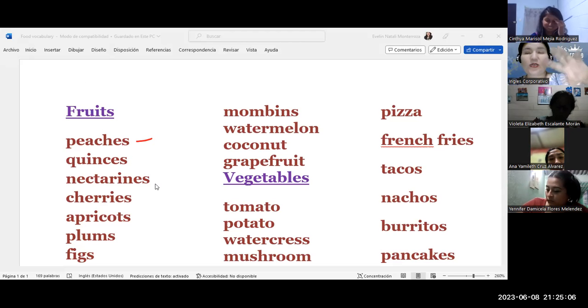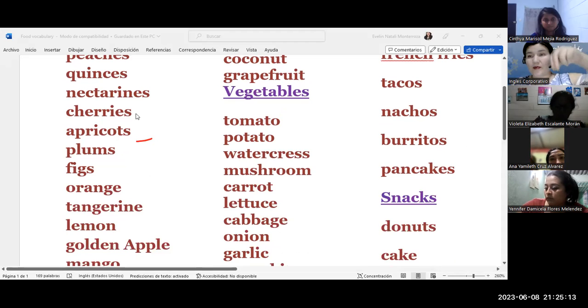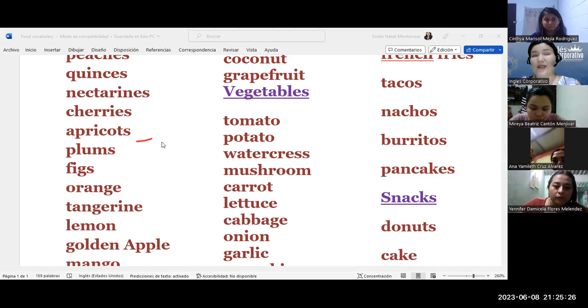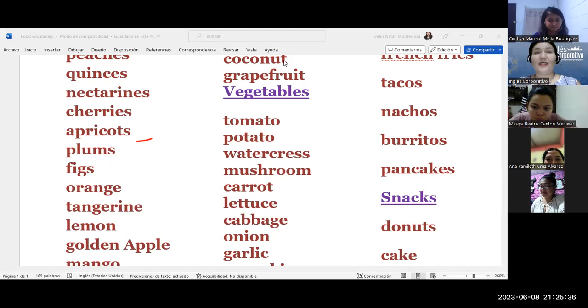Nectarines are very similar to peaches. Cherries, you know what cherries are? Cerezas, right? Apricots son duraznos. Yeah, exactly like that. Apricots are duraznos. Plums, you know what plums means? Ciruelas. Plums is ciruela. Right here you have it. What about fig? Fig is higo. Higos, right? Orange, you know what orange is, right?